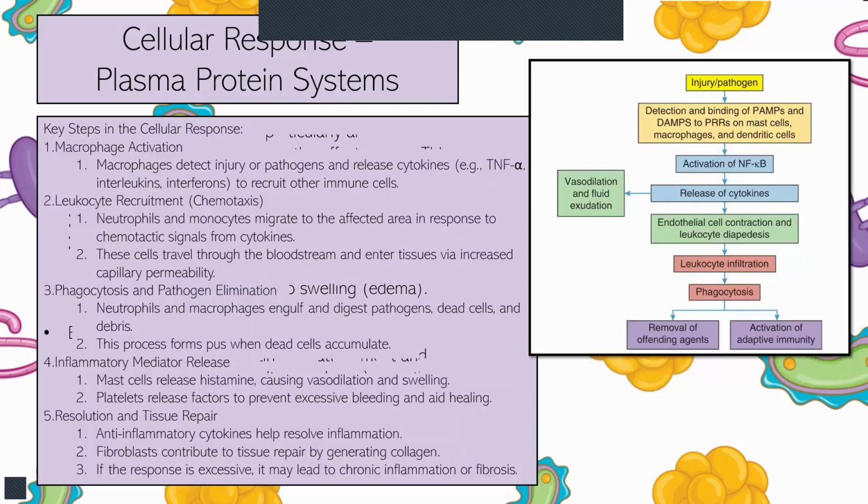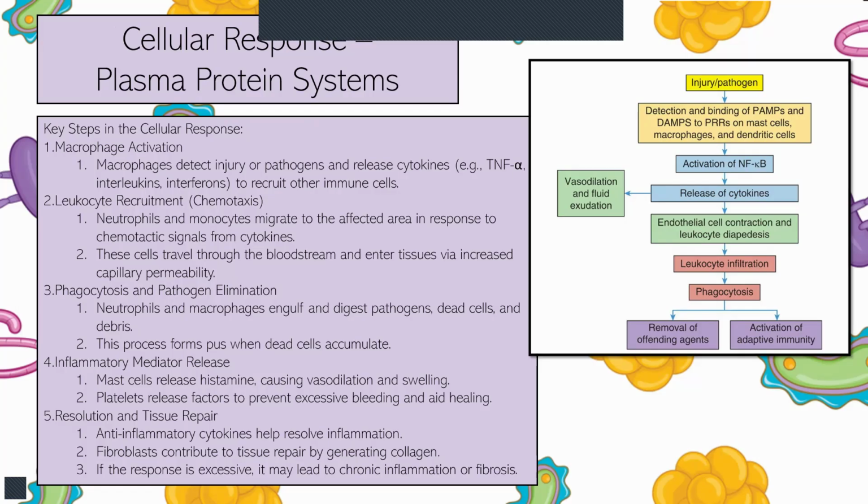Cellular response is a critical phase of inflammation aimed at eliminating pathogens, removing damaged cells, and initiating tissue repair. It begins when tissue injury or pathogen invasion triggers immune cells, primarily macrophages and mast cells, to release cytokines such as tumor necrosis factor alpha, interleukins, and interferons. These molecules act as chemical signals that attract neutrophils, monocytes, and lymphocytes to the site of injury.